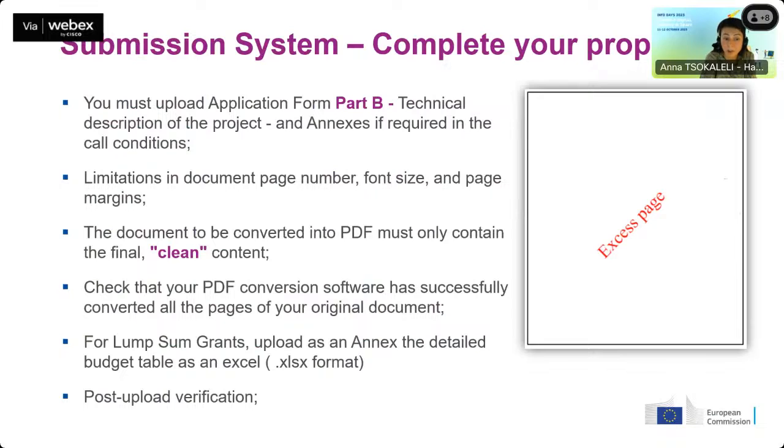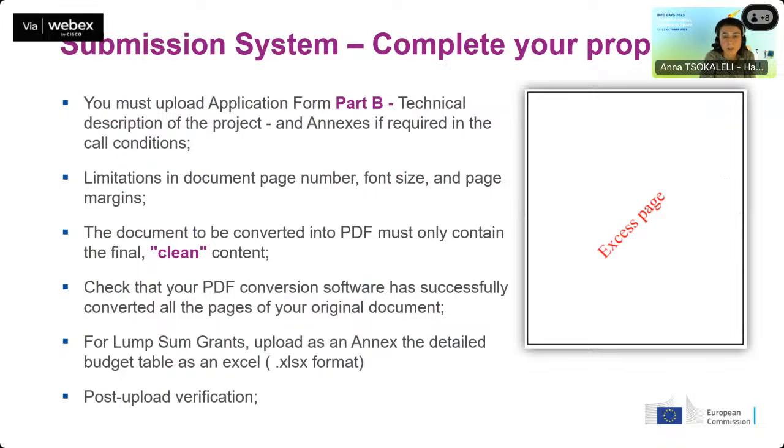And if you're happy with the document, then upload it. Now, of course, there is a page limitation for the Part B template. The standard approach in Horizon Europe is 45 pages for research and innovation actions and innovation actions, and 30 pages for the coordination and support actions.